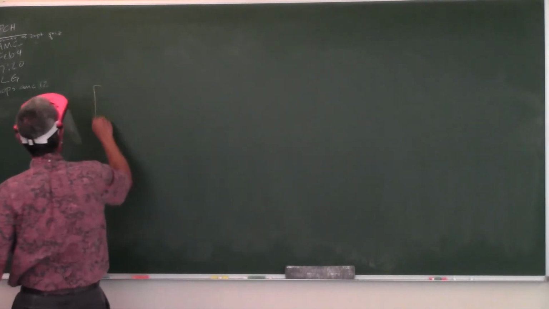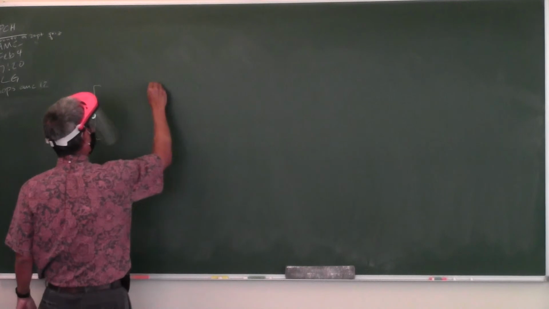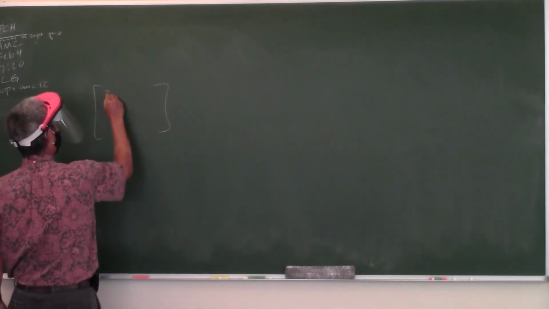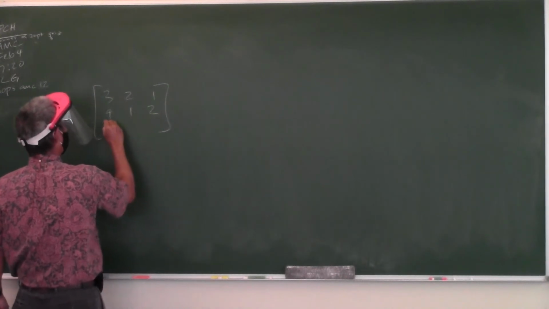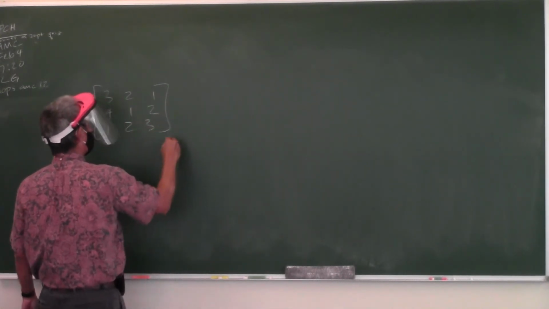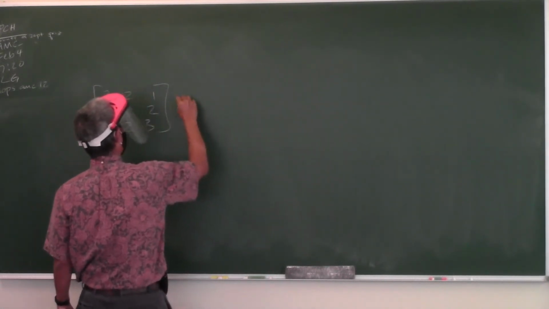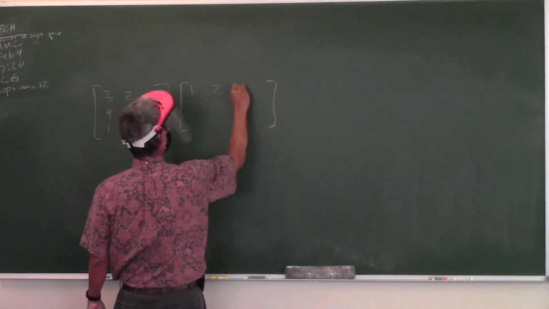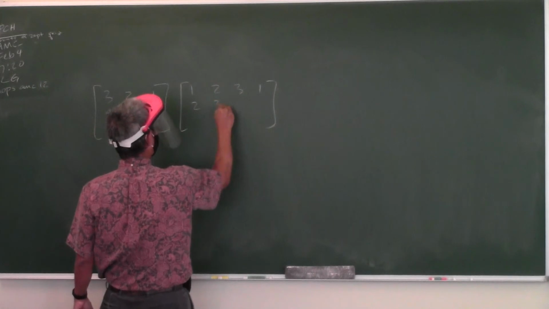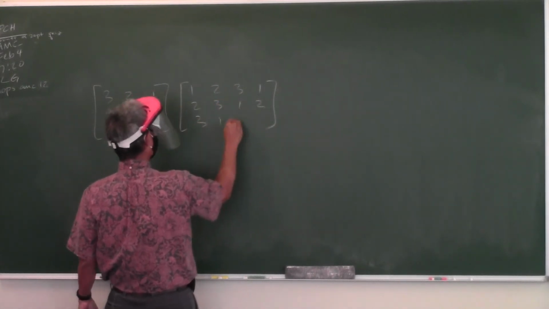How do you multiply this? Let's make it a 3 by 3. 3, 2, 1, 4, 1, 2, 1, 2, 3. Now we're going to multiply that by another matrix. 1, 2, 3, 1, 2, 3. 1, 2, 3, 1, 2, 3.